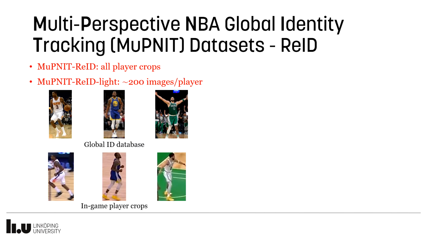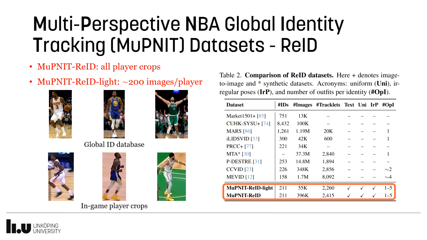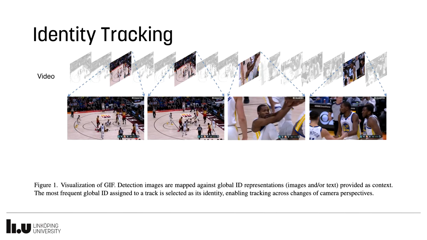MuPNIT ReID is an NBA player re-identification dataset. We created two versions. The full version contains all player crops from MuPNIT. To compare with established ReID benchmarks, we built a light version on top of that, with around 200 images per player. The benchmark has special features like text descriptions, uniform, and irregular poses.